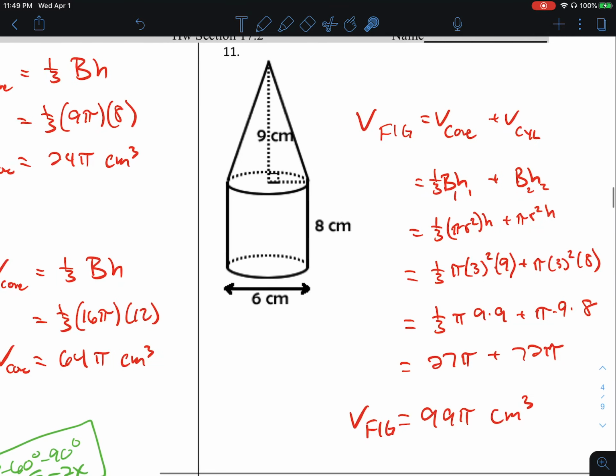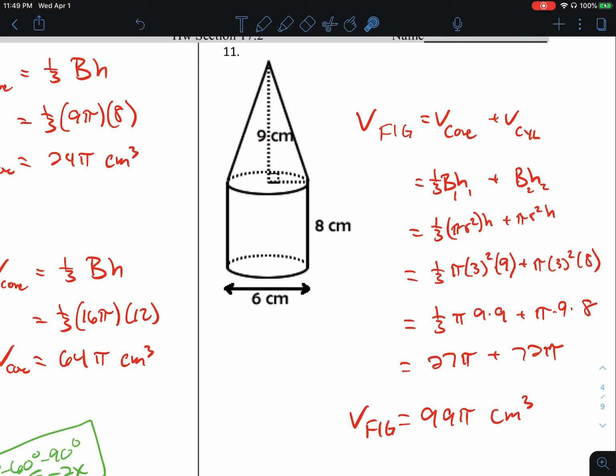Number 11, we got a cylinder with a cone on top. So the volume of the figure is the volume of the cone plus the volume of the cylinder. A cone is a third base times the height, and a cylinder is just the base times the height. So as far as this cone is concerned, its height is 9, so we have a 9 here. And the diameter is 6, so that means the radius is 3.